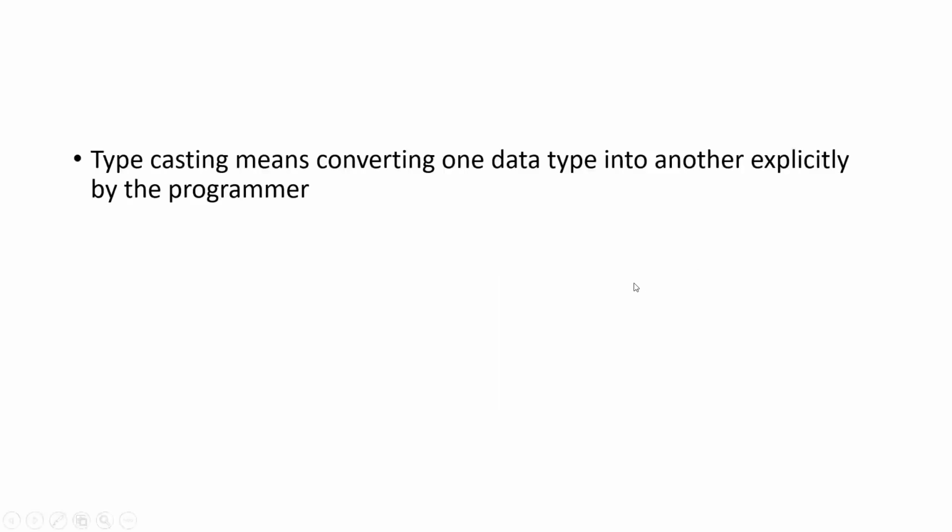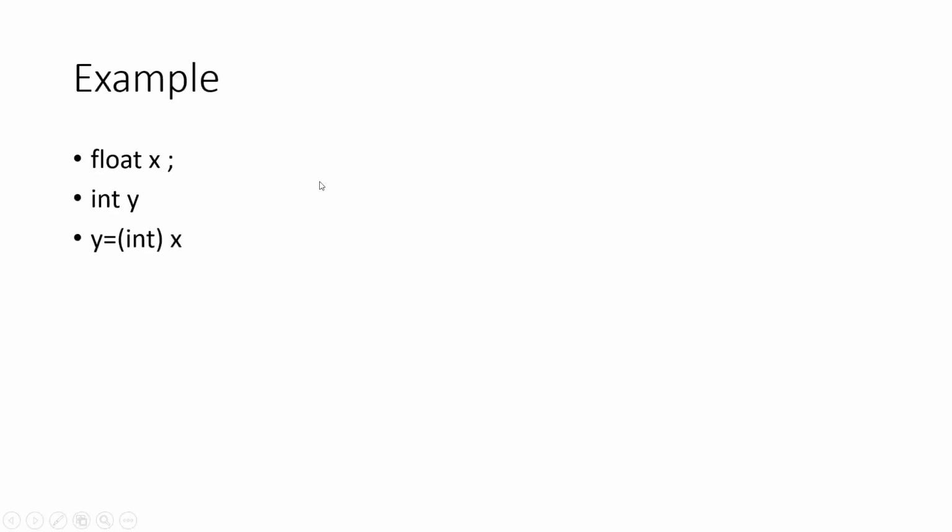In this video, let us see what is typecasting. Typecasting means converting one data type into another explicitly by the programmer. For example, we have declared x as a float value and y as an integer value.